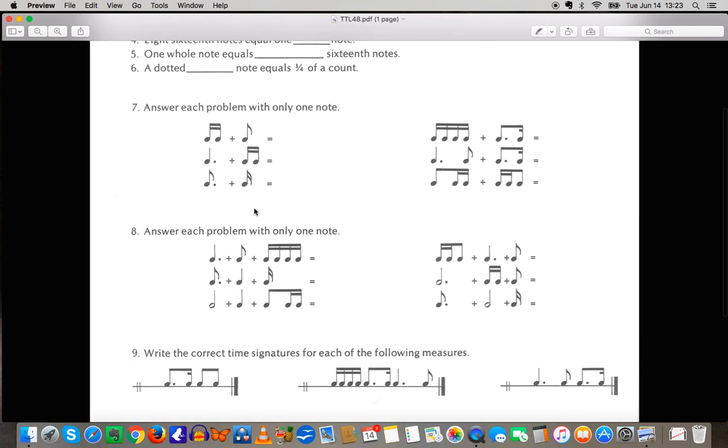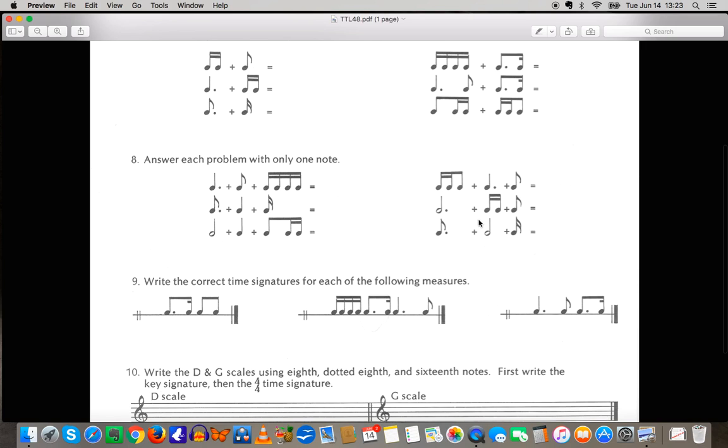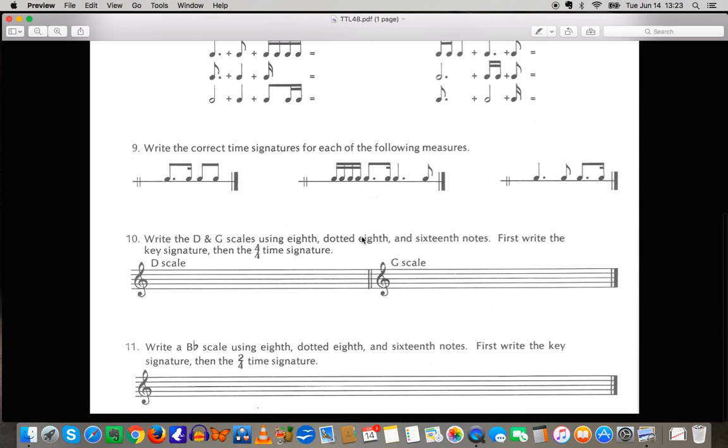Answer each problem with only 1 note. Okay, so here we have just bigger addition problems, using dotted quarters and dotted eighths. So here we have 1.5 beats plus a half beat. That's 2 beats. There's 3 beats right there. So you're going to need 3 beats in 1 note. That would be a dotted half, right? 2 plus 1.